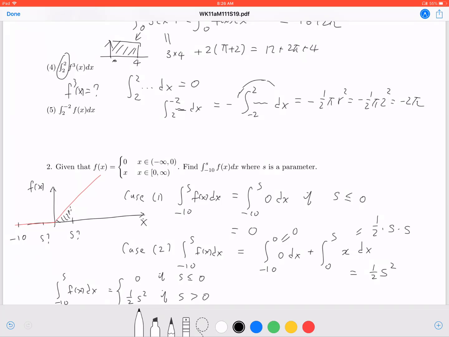If we look back in problem 2, we used the property called interval additivity. If you have a function which is defined piecewise, you need to divide the interval into a certain number of pieces according to what you have for your function f of x. And that is all.